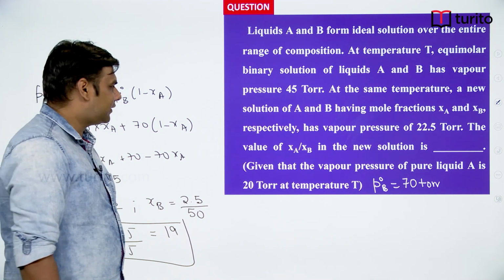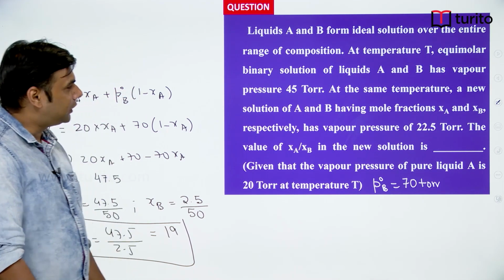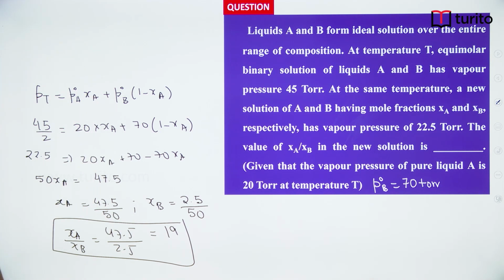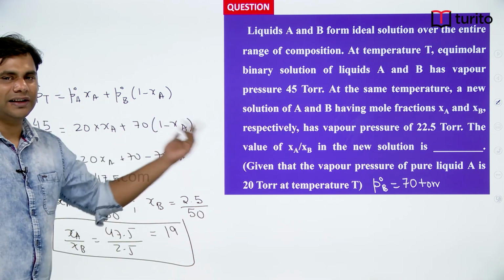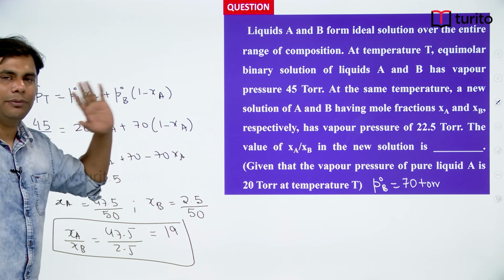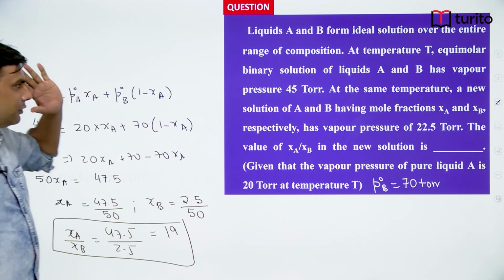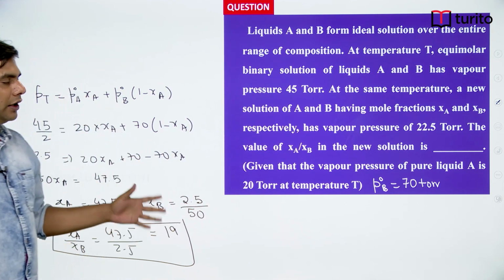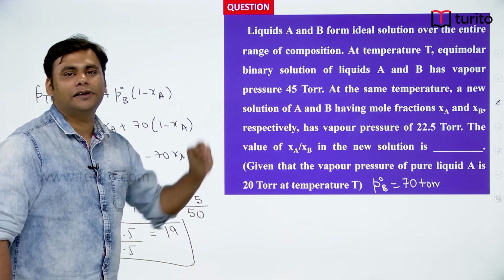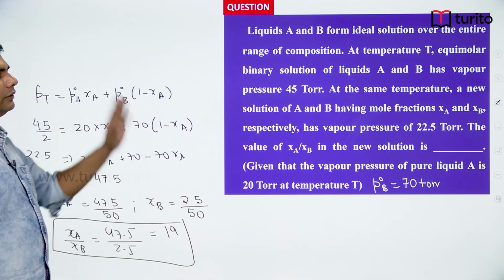I think this was a question in JEE Advanced 2018, or maybe 2019. You can see that this is actually a very basic level question. If you have done very good research on the content, if you have solved Raoult's law and read all the finer details of Raoult's law, you can easily solve this question.